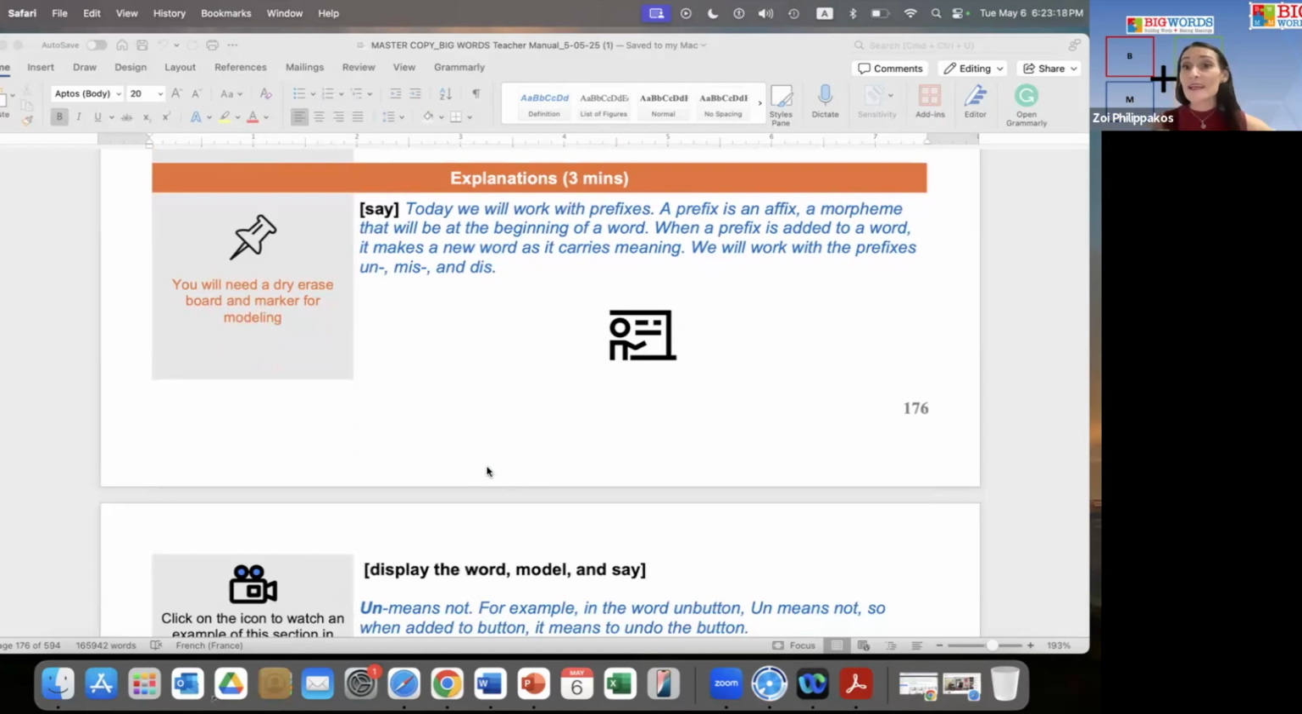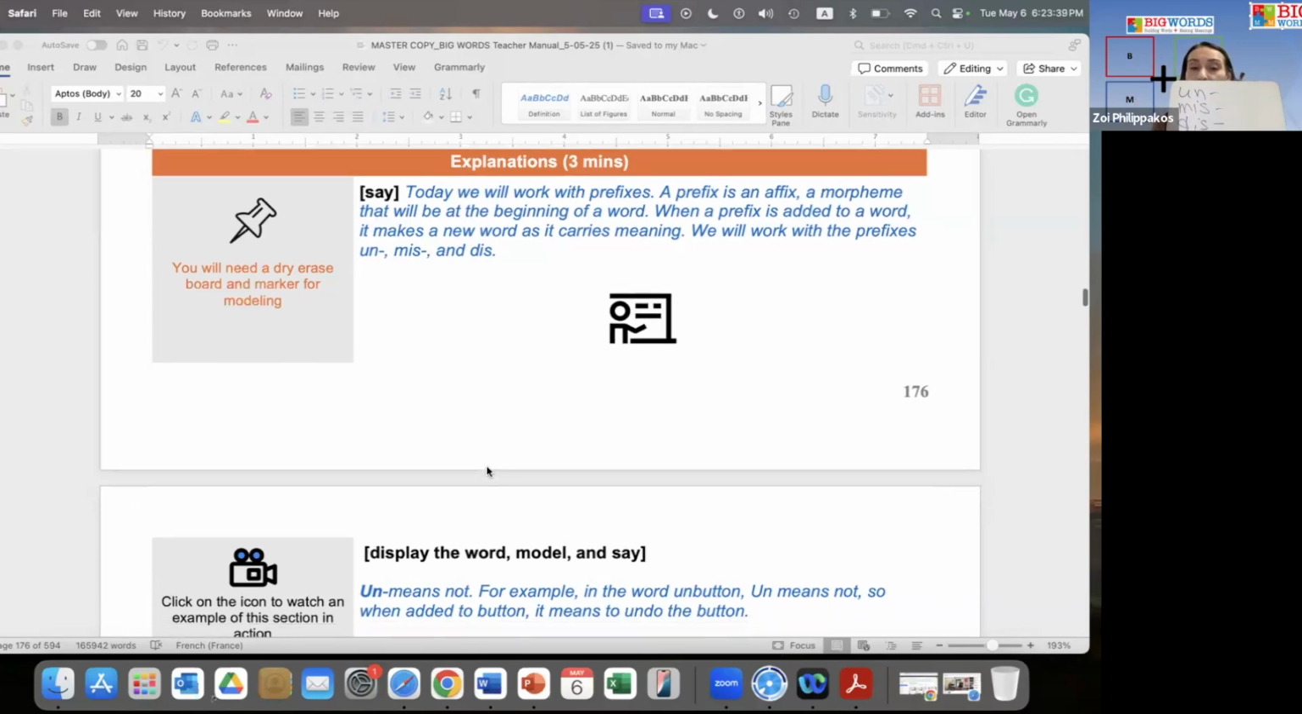A prefix, as we said, is an affix. It's a morpheme that will be at the beginning of a word. When a prefix is added to a word, it makes a new word and carries meaning. We will work with the prefixes un, dis, and mis. These are the ones that we will work on together.